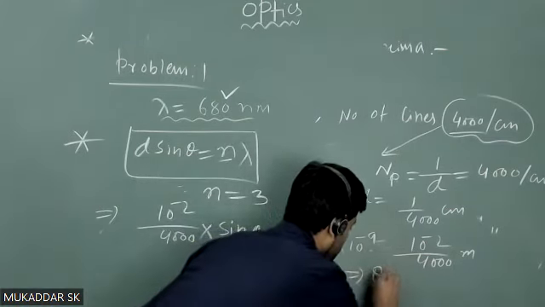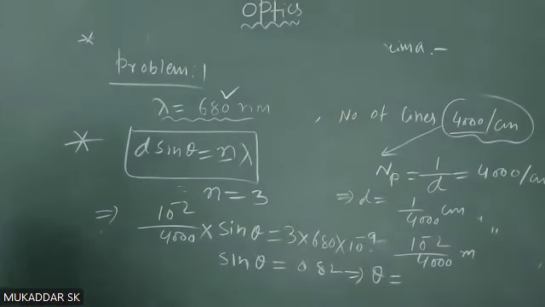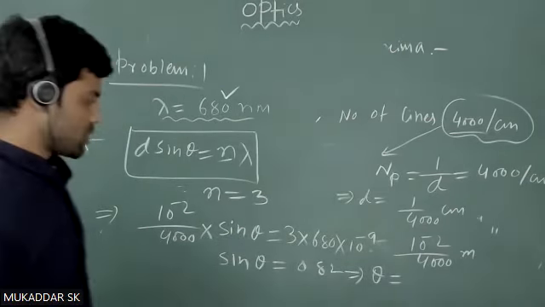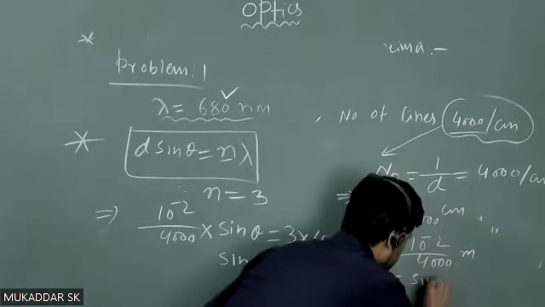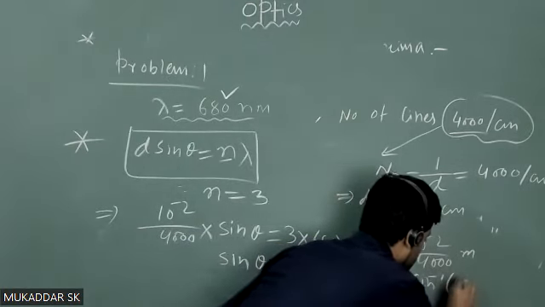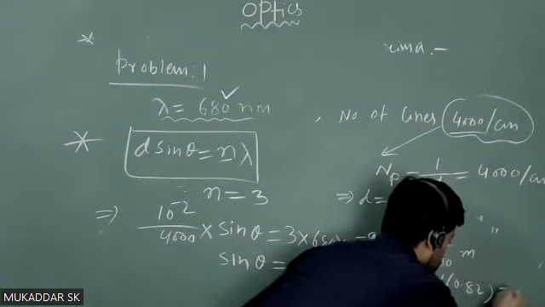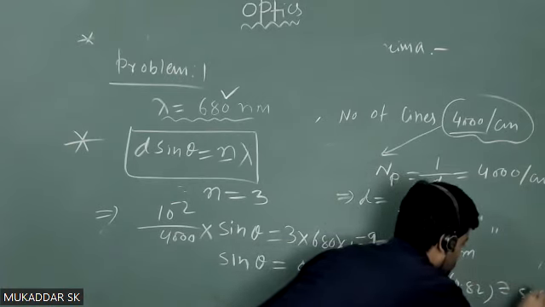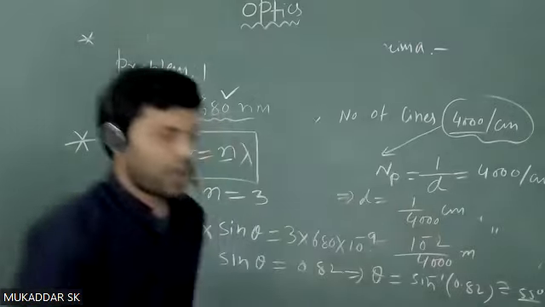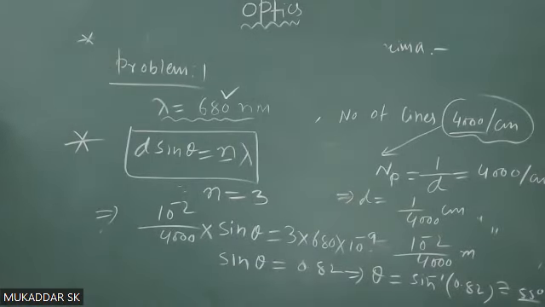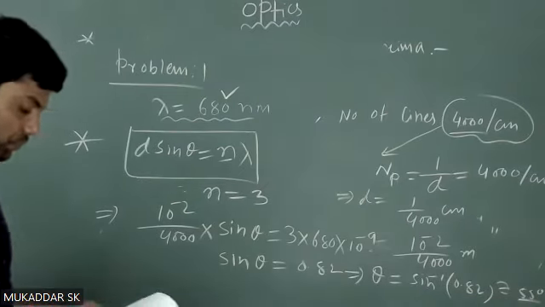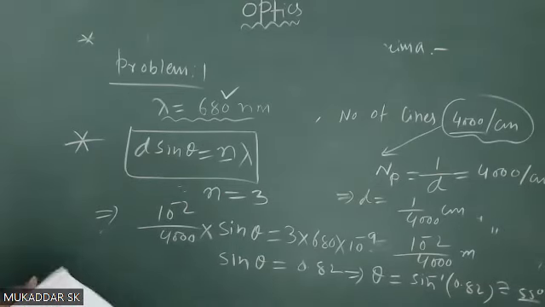So angular position of third order maxima, that will be how much? Sin inverse 0.82. So it will be around 55 degree. So angular position for third order maxima will be sin inverse 0.82. Okay. Is that fine?